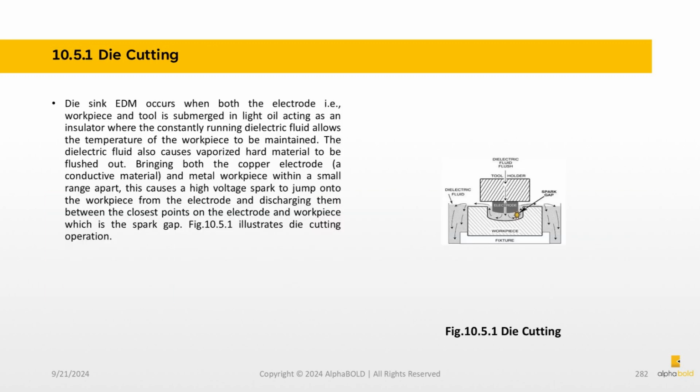Die sink EDM occurs when both the electrodes, such as workpiece and tool, are submerged in light oil, acting as an insulator, where the constantly running dielectric fluid allows the temperature of the workpiece to be maintained. The dielectric fluid also causes vaporized hard material to be flushed out, bringing both the copper electrode, a conductive material, and metal workpiece within a small range apart. This causes a high-voltage spark to jump onto the workpiece from the electrode, discharging them between the closest points on the electrode and workpiece, which is the spark gap. The example illustrates die cutting operation.